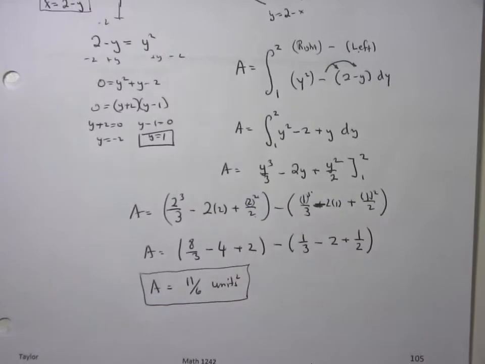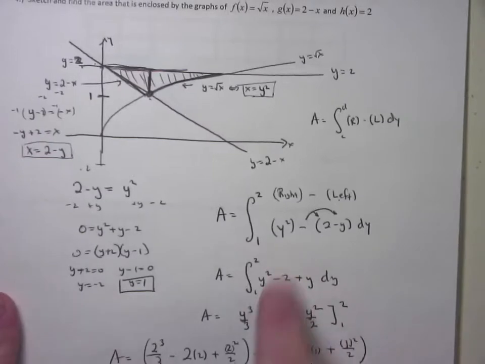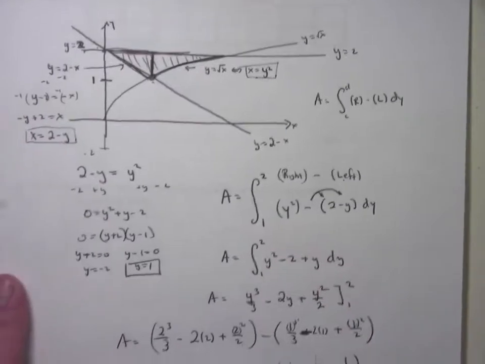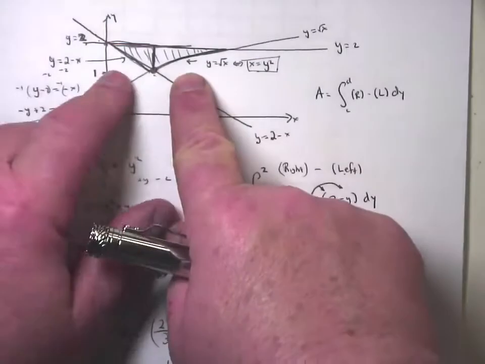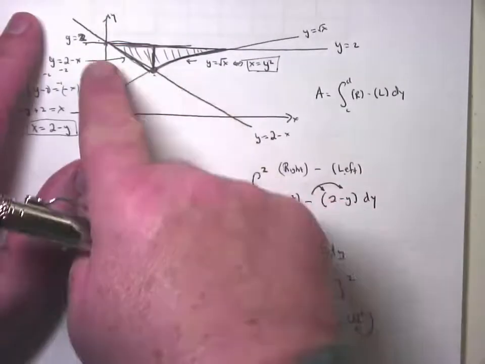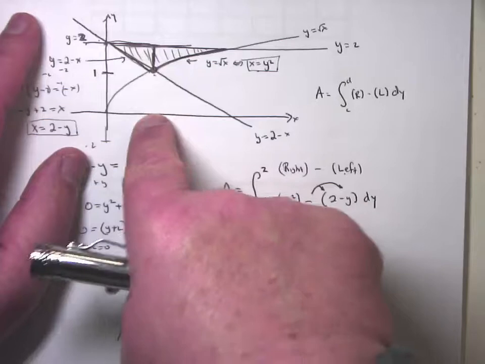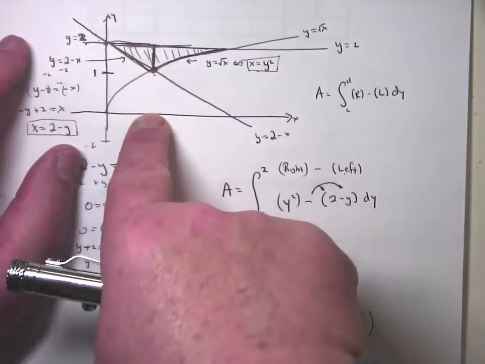Does that make sense? Did I lose you guys anywhere? It's not difficult, but pay attention. And trust me, this was a much better way of doing the problem than doing it by 2 integrals. If I broke it up and integrated from 0 to whatever point this is right here, I would have to find that point of intersection.